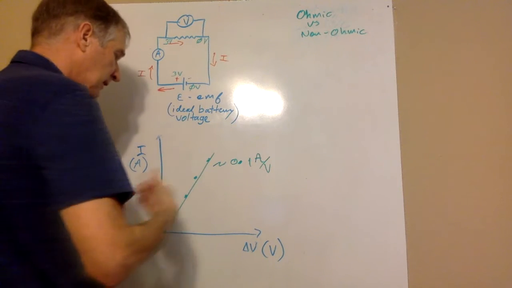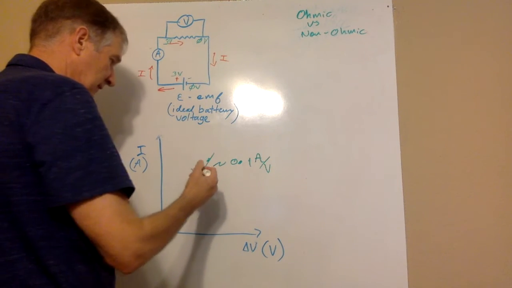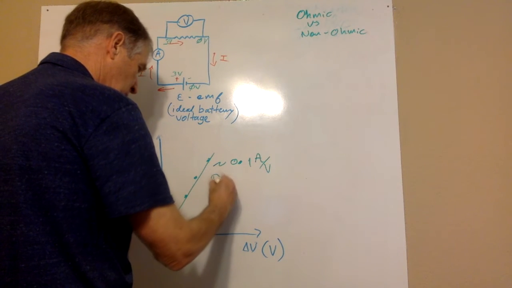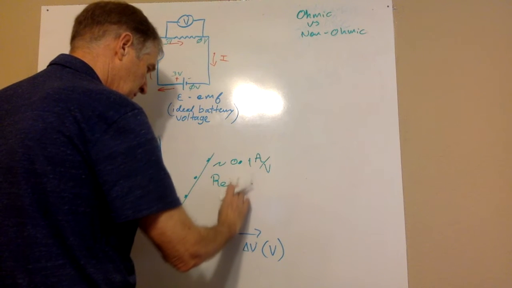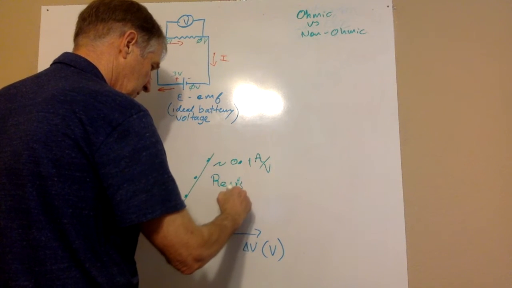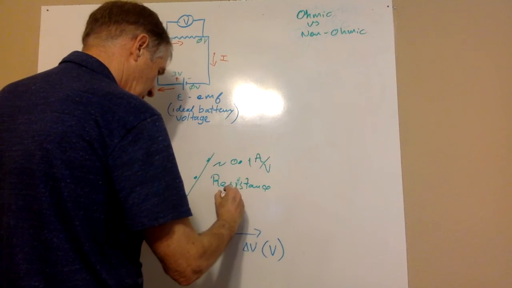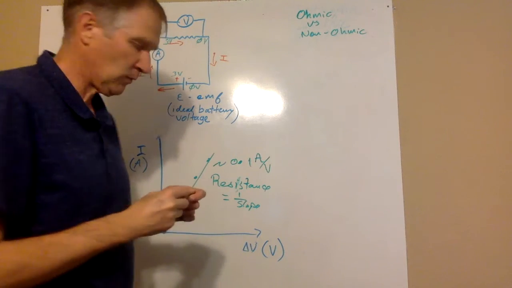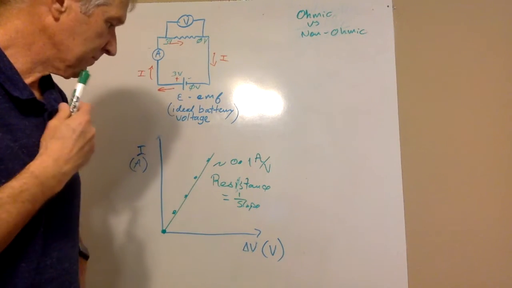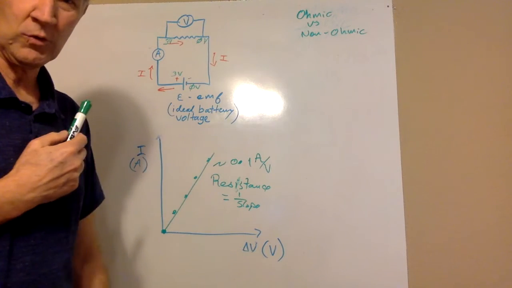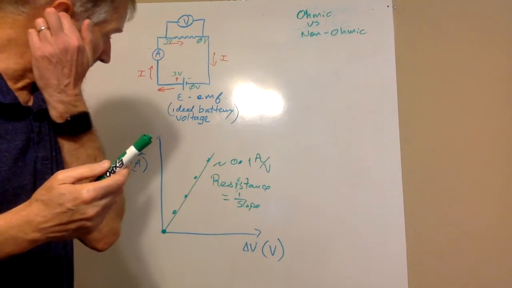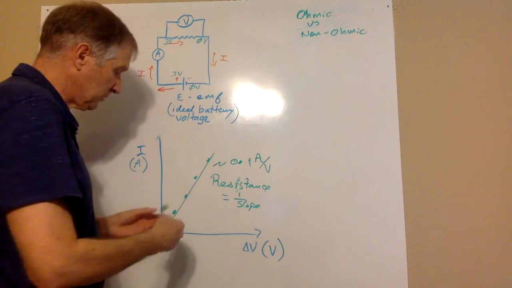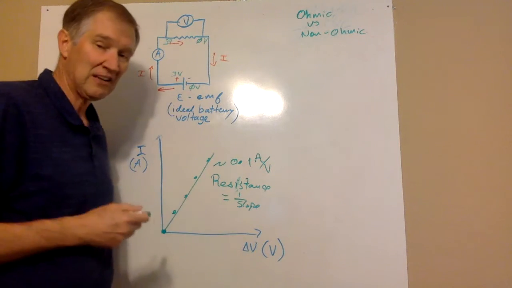Now, if that's the case, the reciprocal of this is the resistance. The resistance is going to be equal to 1 over your slope. So in my case right here, my resistance would be 1 over 0.1, which would be 10 ohms. That is the value of my resistor. So the resistance in ohms is the reciprocal of this. And again, notice that it's constant.